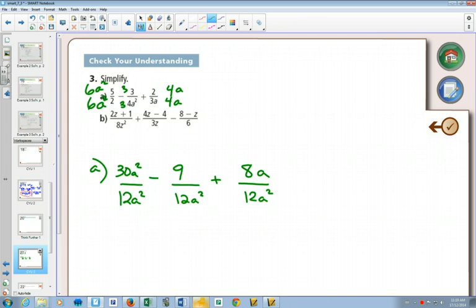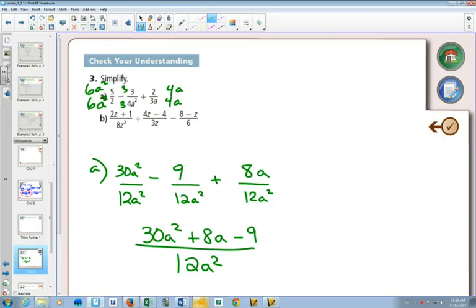Now we have rules for fractions, have a common denominator. Add or subtract the tops, so we'll have 30a squared. I'm going to just write it in the proper order. It really doesn't matter if you did the minus 9 first and then the plus 8a at the end. Mathematically, we like to have the highest power and go down. That way, if we could factor it later as a trinomial, it would be easy to do.